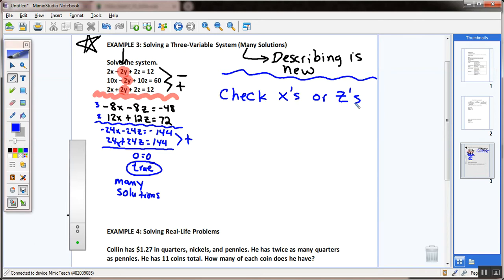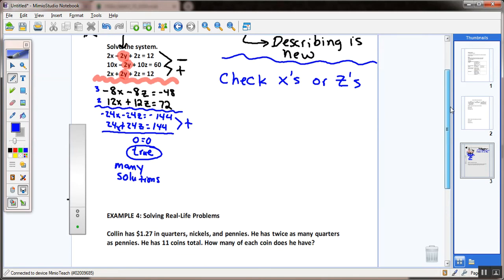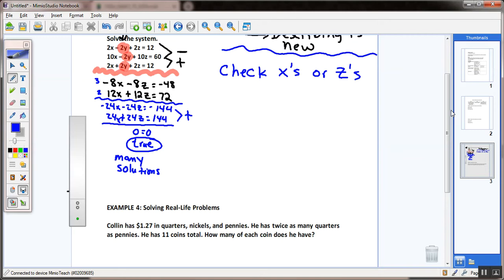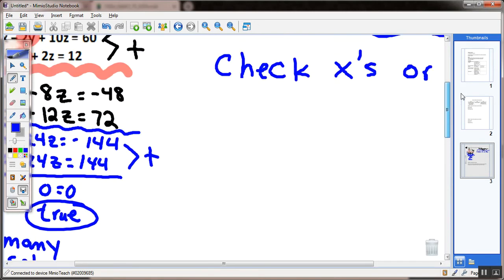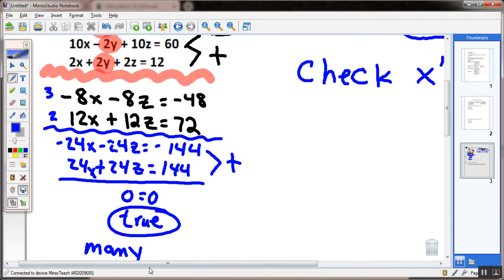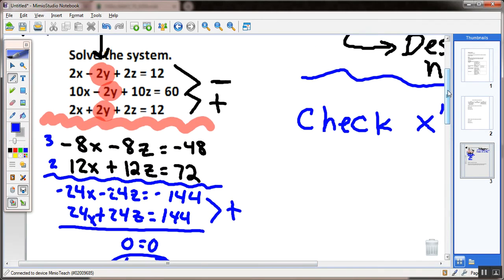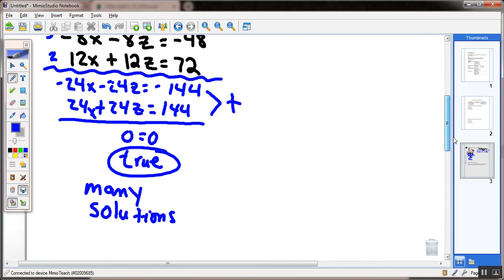Now, if you get down to this point and you say, hey, there's many solutions, I'm telling you, you have to come back and check x's. Let's make all of the x's the same. So let's come back here and make the x's the same. Help me with this, kids. If I'm going to make the x's the same, going back to this original system of equations, what would be the easiest x to turn everything into? 10, right? So you're going to multiply the first one and the third one by what? 5.